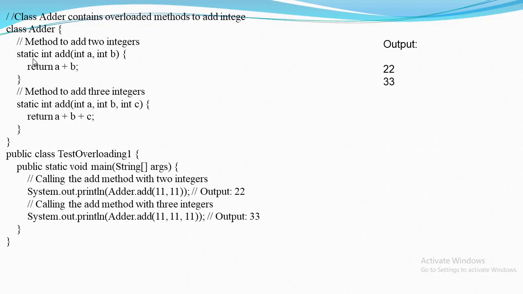By using static methods we can directly access the function call. Adder is the class name, and add is the method name. So we are passing the arguments directly by using the concept of static. By using static we do not need to create objects, so we can directly call the function name. First it will return the value 22, and then the second will return the value 33.